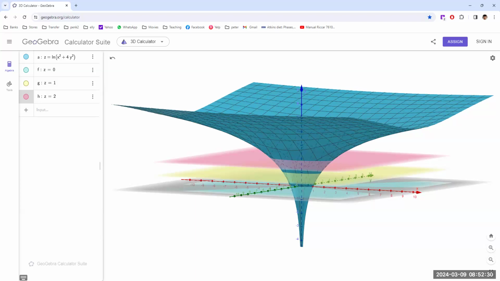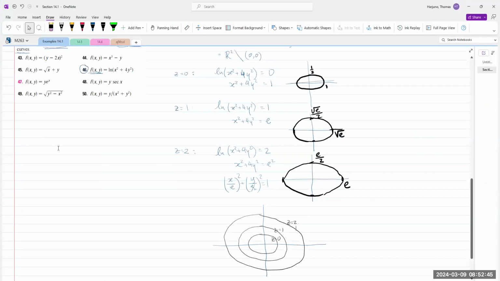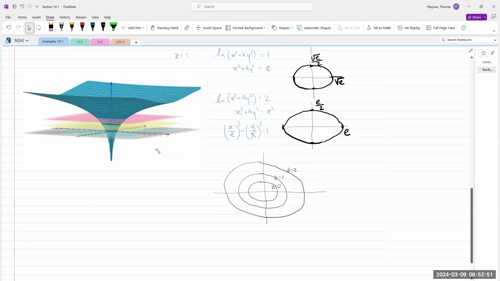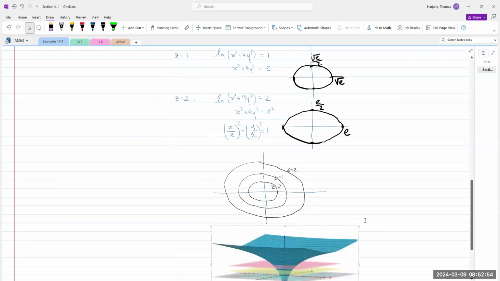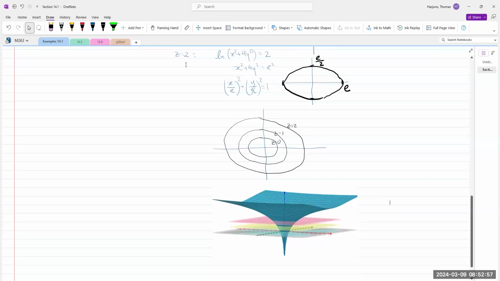Okay, let me screenshot this and then put it back into my notes. So this is when c equals 2, c equals 1, and c equals 0. But when we see that from above, the intersection actually has this kind of curve.